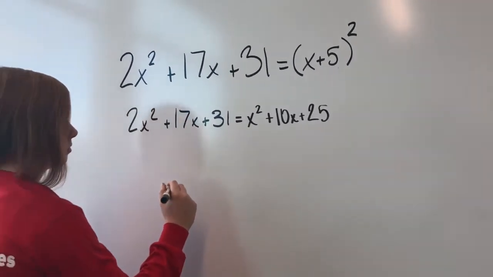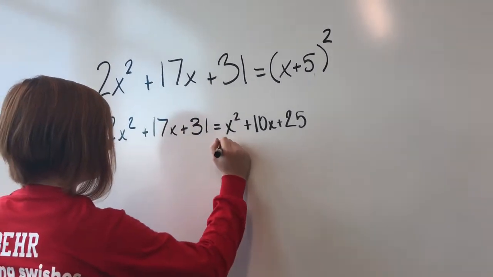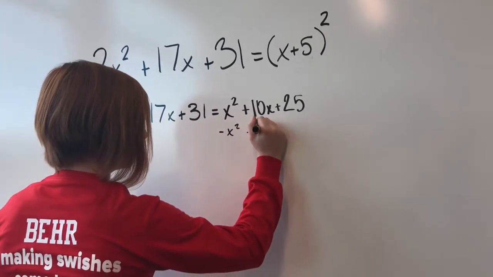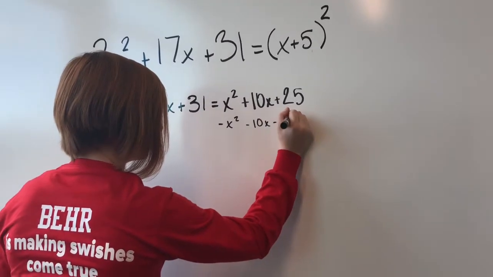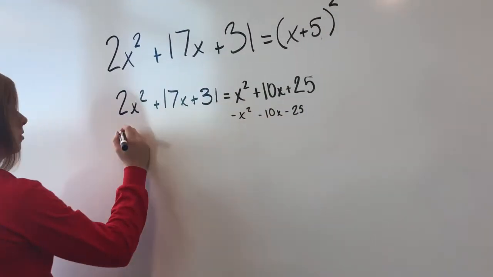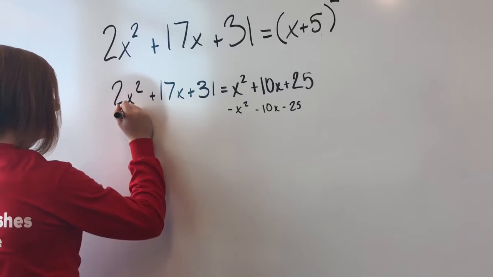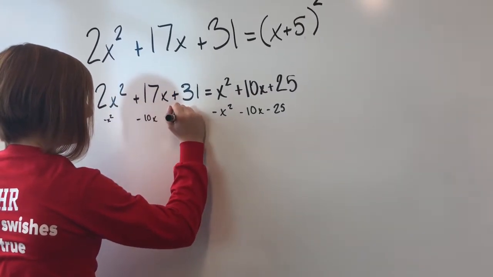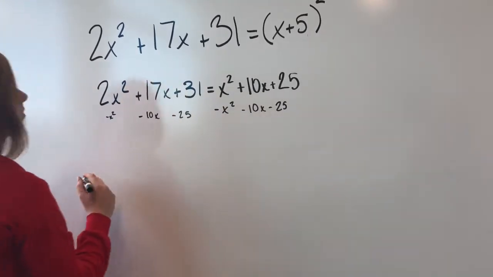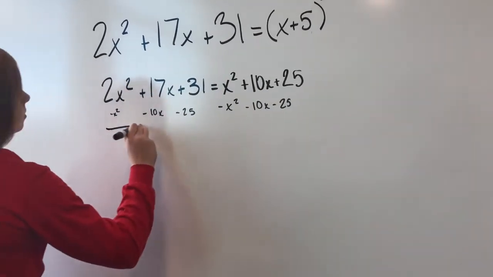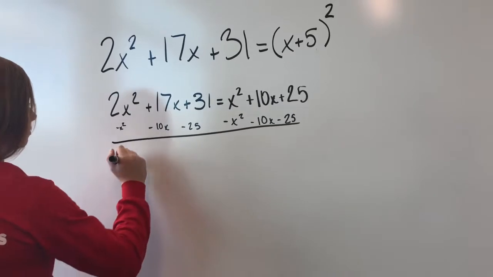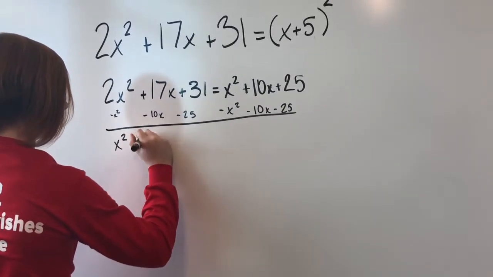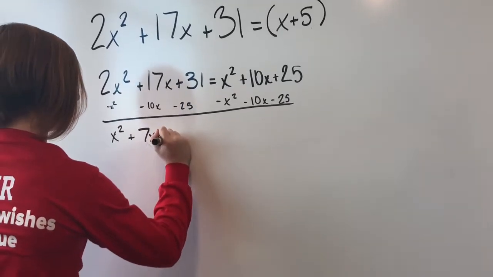Next, what we're going to do is subtract everything on the right side and move it over to the left side so we can have the right side equal 0. So we have subtracting x squared, 10x, and 25 from both sides. And that is going to give us x squared plus 7x plus 6 equals 0.